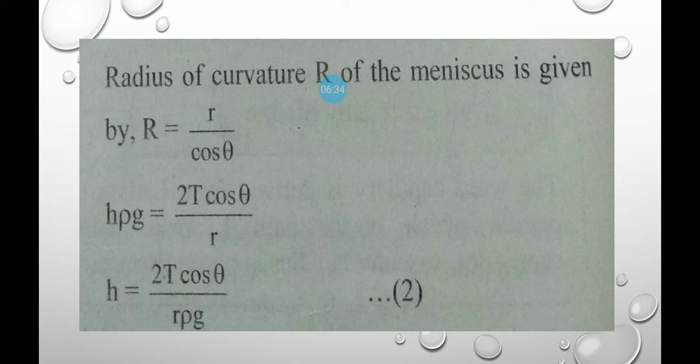If the capillary tube is held vertical in a liquid that has a convex meniscus, then the angle of contact theta is obtuse. Therefore, cos theta is negative and so is h. This means that the liquid will suffer capillary fall or depression.